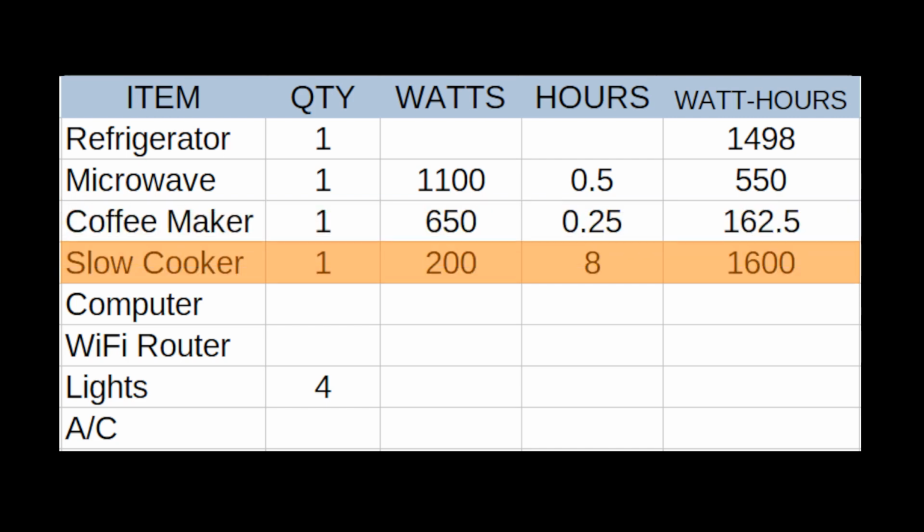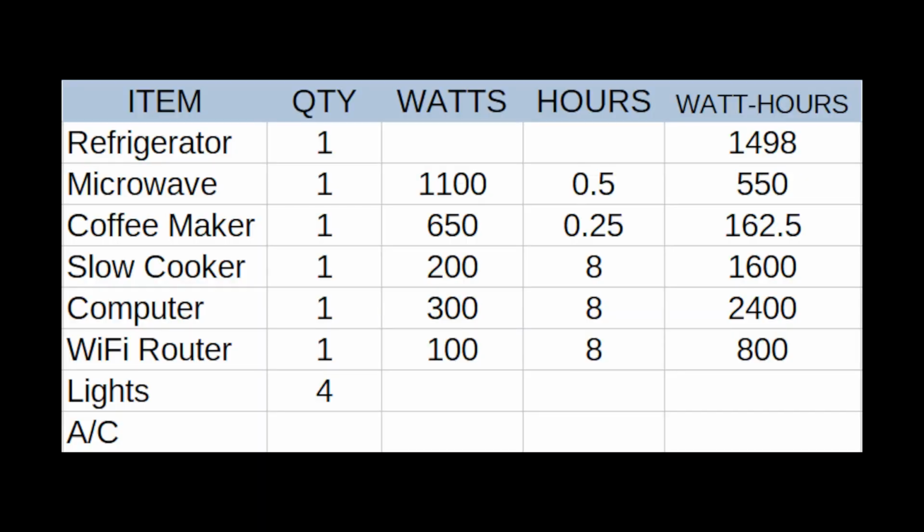A slow cooker uses only about 200 watts, but they cook for a long time, sometimes over 8 hours. So 200 times 8 hours, 1600 watt hours. I don't know if somebody uses a slow cooker every single day, but just to be safe and be sure we have enough electricity, let's say it is used every single day.